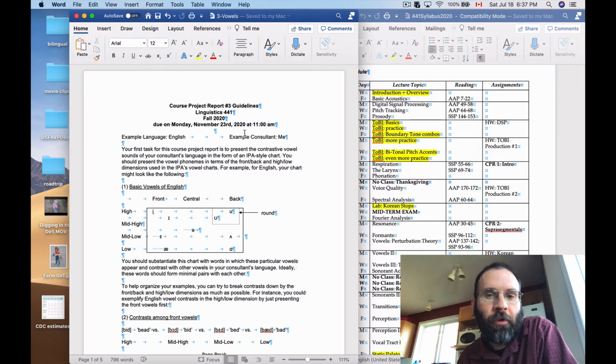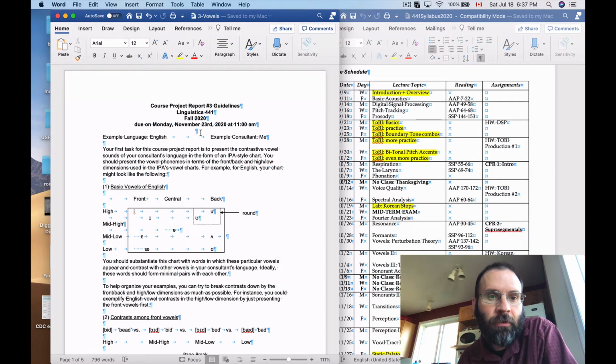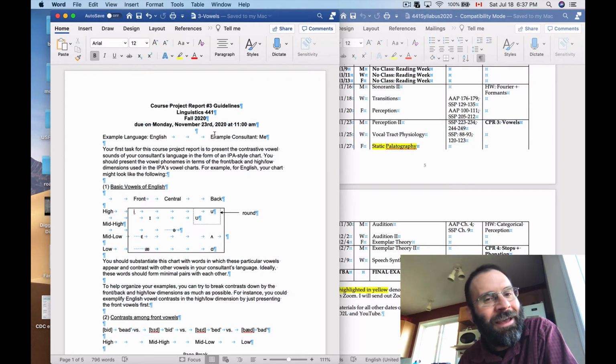Okay, Ling 441, I just want to walk you through the guidelines for the next course project report, which is going to be due on the 23rd of November, on Monday again as usual. So we're into week 12 of the class, getting close to the end. So this is a project report on the vowels of your consultant's language.